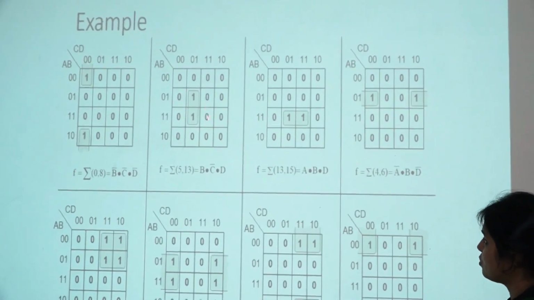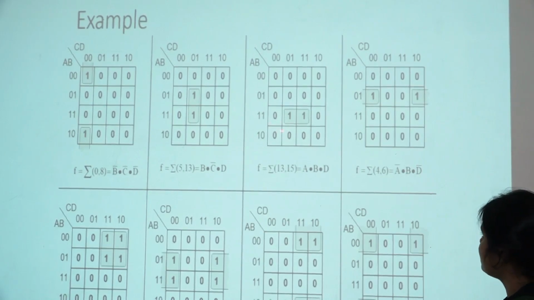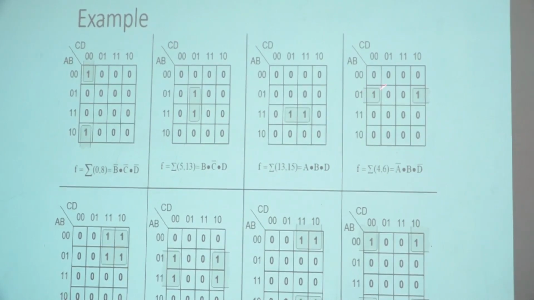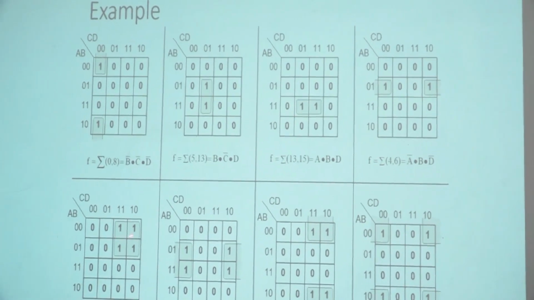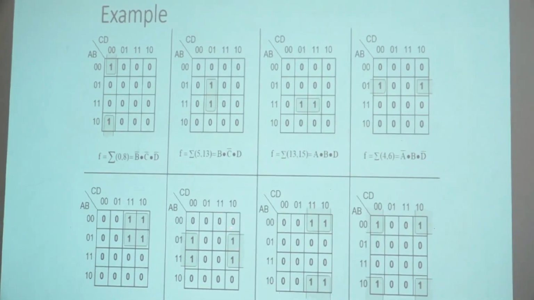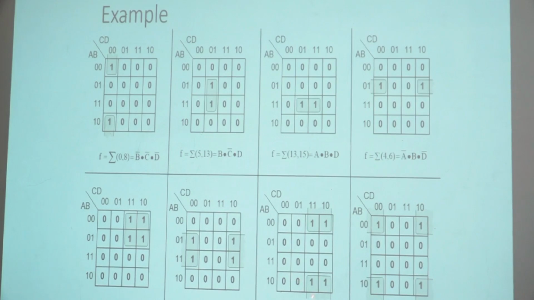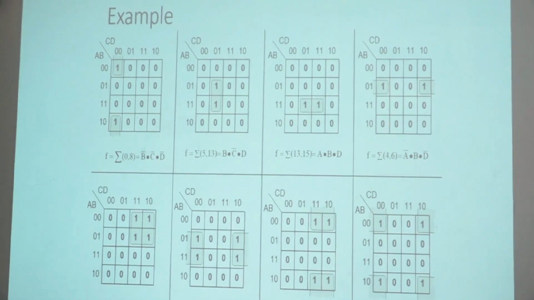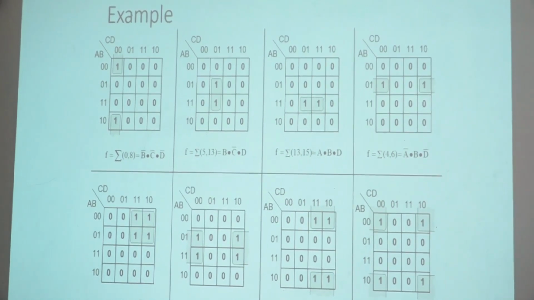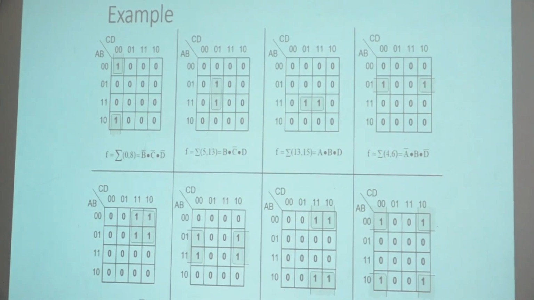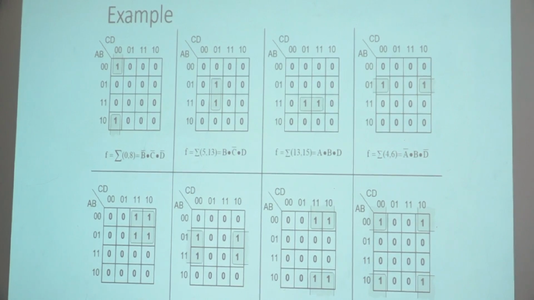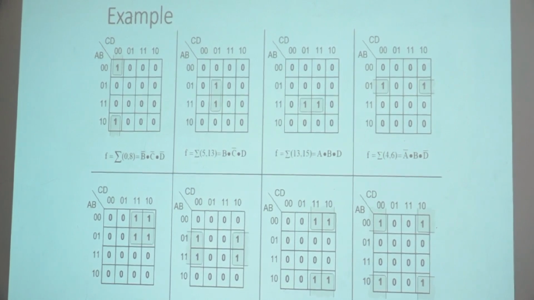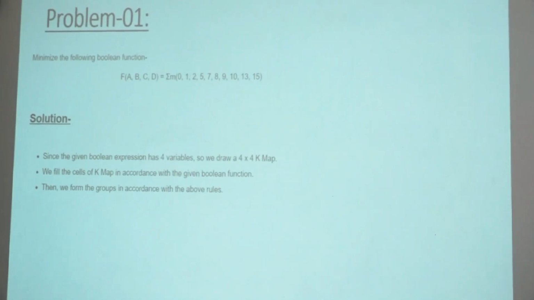When you look into this, only this pair is possible. Here only this pair is possible. Here I am wrapping around and making this pair. Here quad is possible. Here wraparound quadding. Here also wraparound quadding, and here also I am going for a wraparound quad. Kindly look into how I grouped the cells in a 4 variable K-map.